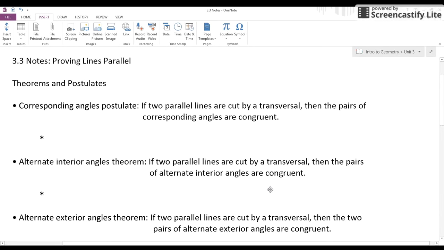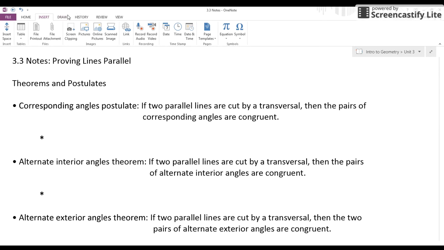Now that we're familiar with the angle pair relationships within our parallel lines and transversals, we're now going to look at how we go backwards. So instead of being given the parallel lines and looking at the angles, how do we look at angles and lines intersected by a transversal and prove that those lines are parallel?